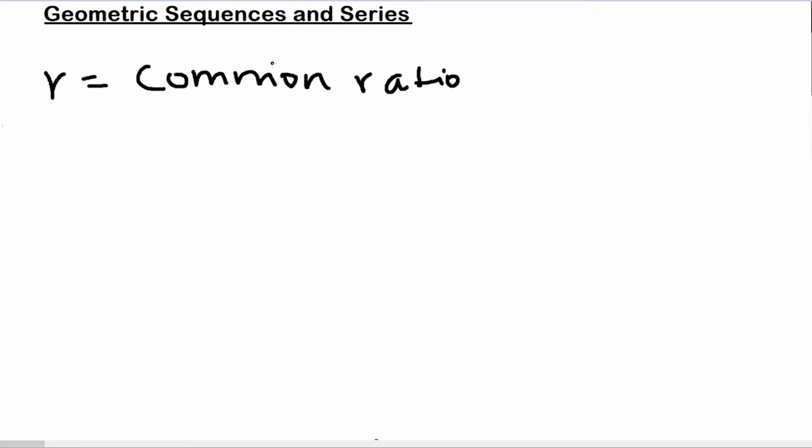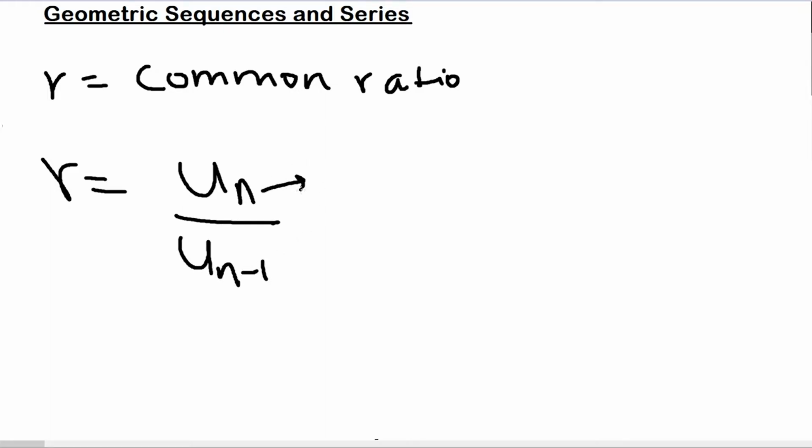The formula of the common ratio is given as un divided by un minus 1, where n is a random number in the sequence, denoting the term of the sequence.